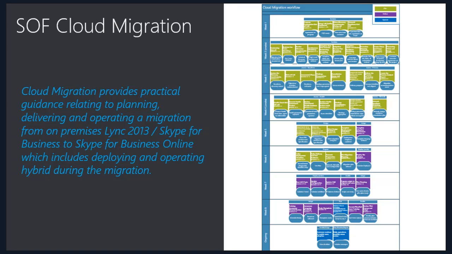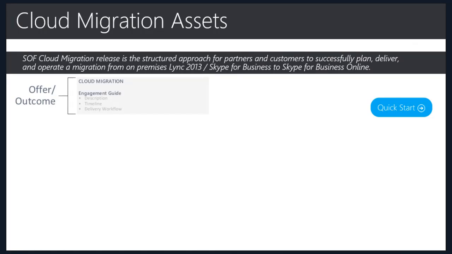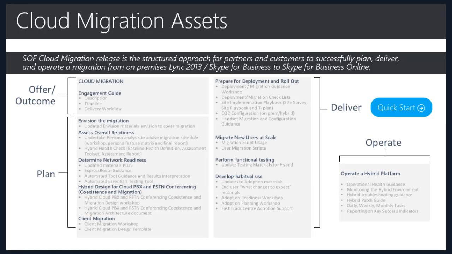I wanted to give you a quick view of what we actually provided in our cloud migration assets. Again, we have provided assets to give you that whole idea of the outcome at the start of this. What is it we're trying to actually help you to achieve? We have extended assets through envisioning, assessing overall readiness. There's been extension of the work around determining network readiness and some new work around how to do a baseline health assessment for the existing on-premises environments. We then move into some exciting new assets to help with the deployment and rollout, and a load of new assets relating to the operate phase around operating that hybrid platform.